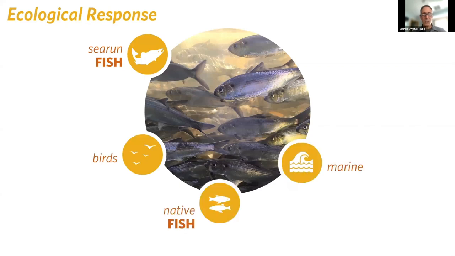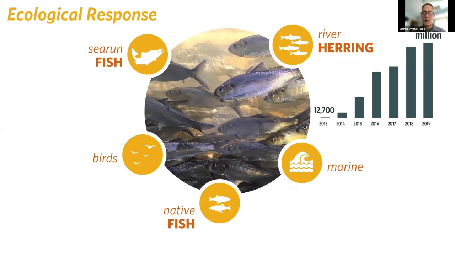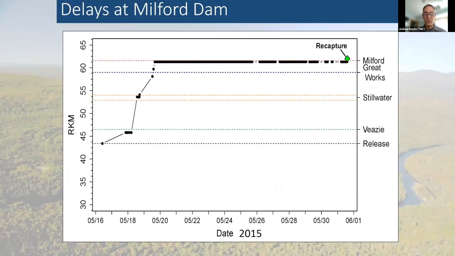So the ecological response, many have seen these slides before, I think, but there's an impact on the sea run fish themselves, the bird life, the native fish in the river have benefited from the nutrient exchange. Marine life and the river herring have gone up from a few thousand before the restoration in 2012, remember? So 2013 was the first year where we got into the tens of thousands, and now we're into the millions. We do know there are delays.